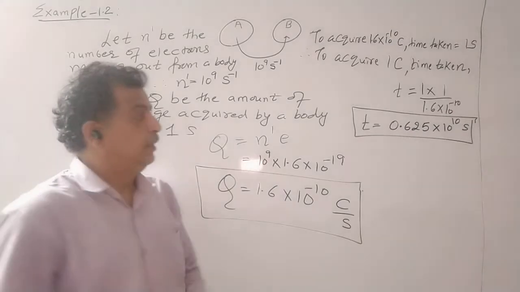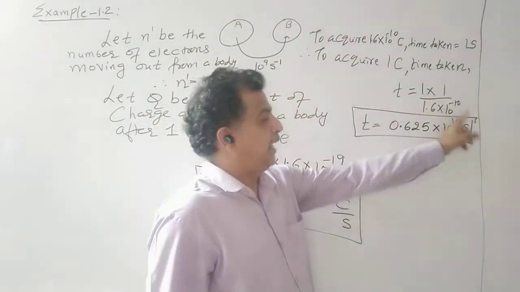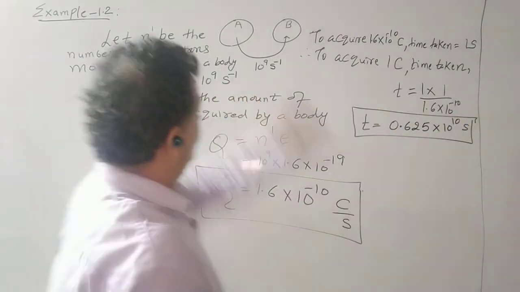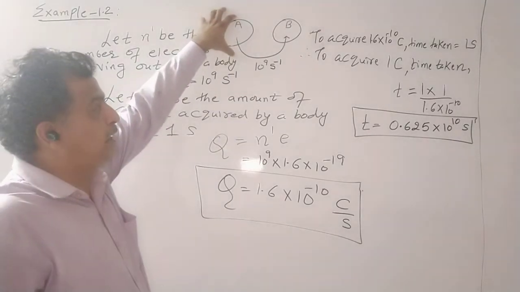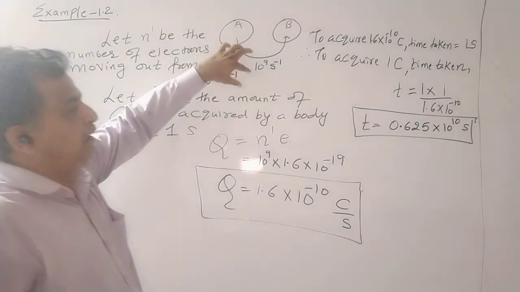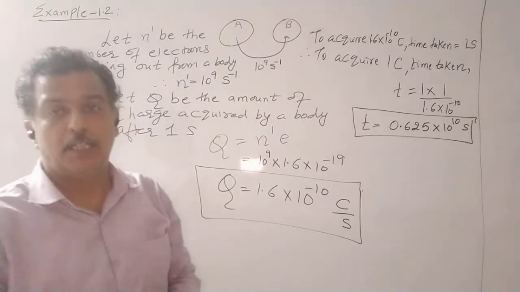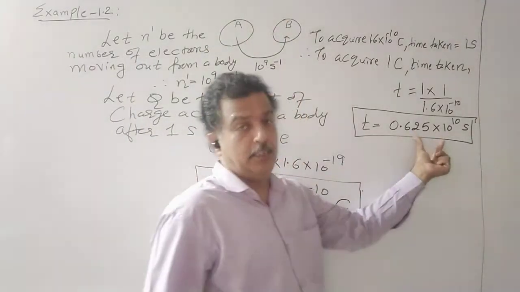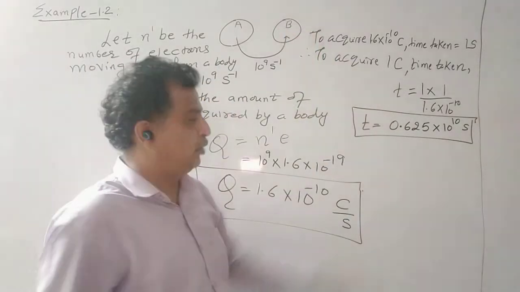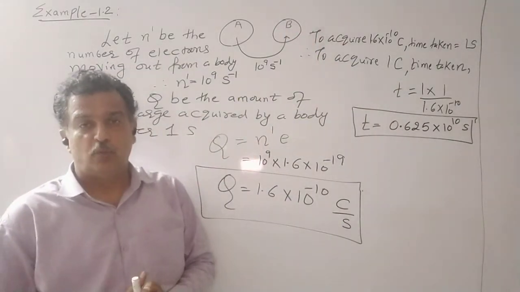So in 0.625 into 10 raised to 10 seconds, this body will acquire 1 coulomb of positive charge because it has lost an electron, and this body will acquire minus 1 coulomb charge after this much time. The charge will be 1 coulomb. So this is the time taken by a body to acquire 1 coulomb of charge.